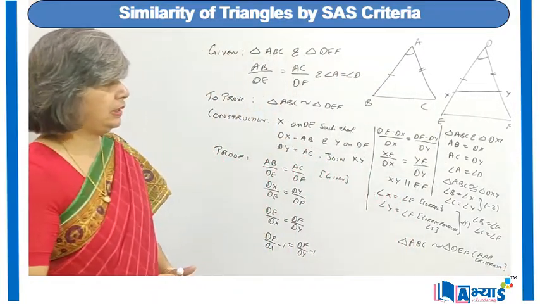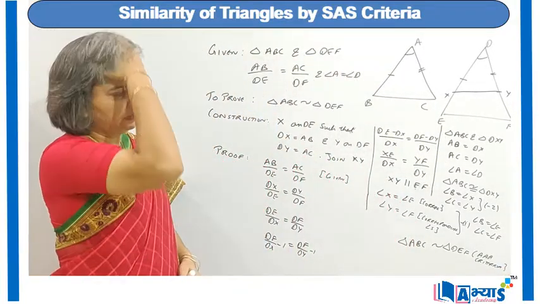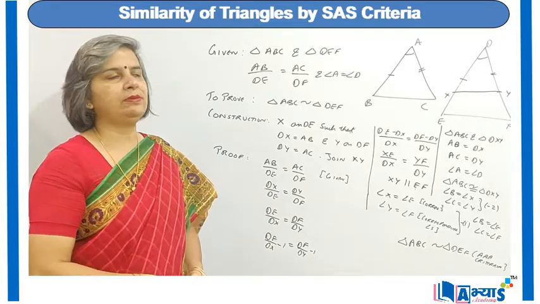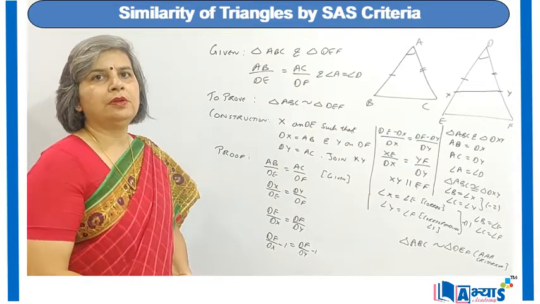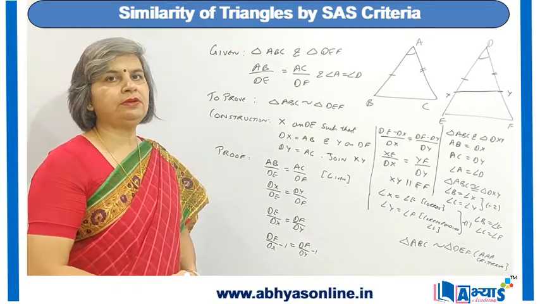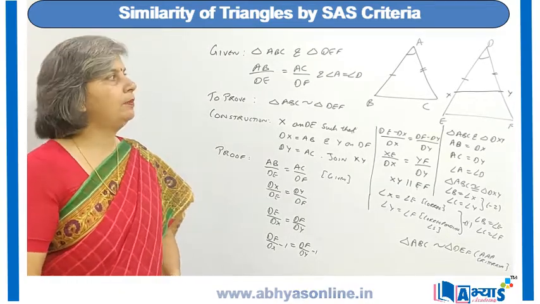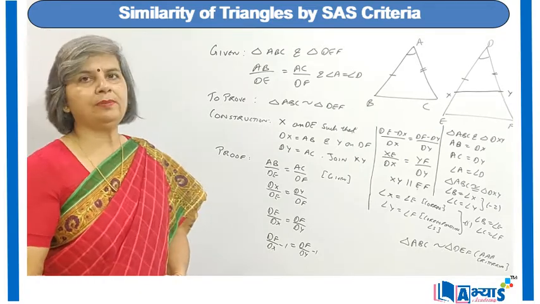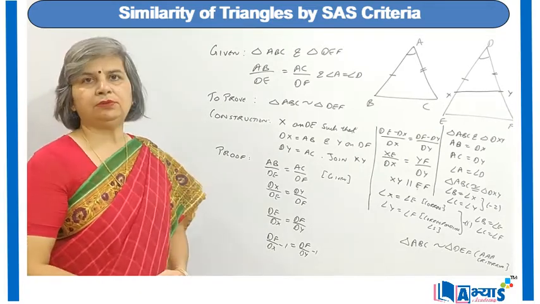So, AAA criteria of similarity. So, we can say that triangle ABC is similar to triangle DEF. Now, let us sum up the theorem. We were given two triangles ABC and DEF such that AB upon DE is equal to AC upon DF and angle A is equal to angle D.